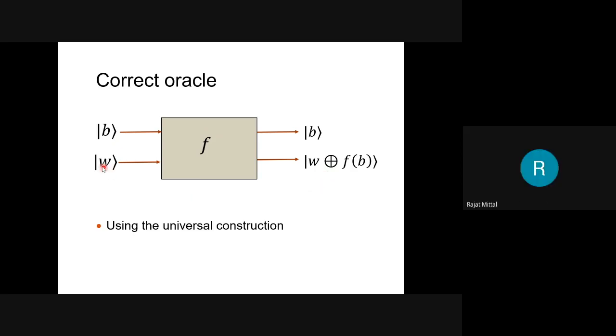So, in other words, if W is 0, then this state will be FB. So this is exactly like the previous oracle if W was 0. So B will remain B and here you will get FB. And this is reversible. Knowing here, I can always reconstruct the state here. Okay, so this is my classical oracle. Now I can convert it into quantum states, and this is going to be my quantum oracle.